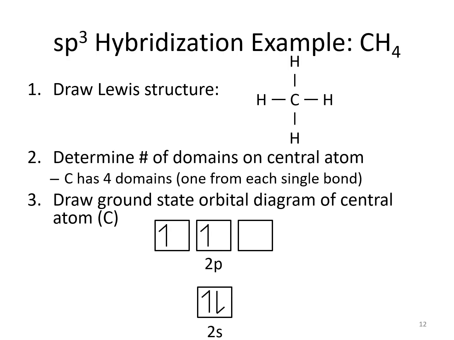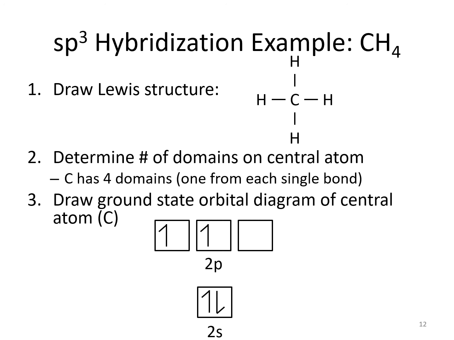Let's look at an example which will have sp3 hybridization. We draw the Lewis structure of CH4. We count its electron domains. It has 4 single bonds, so 4 domains on the carbon. We draw the ground state orbital diagram of the central atom, which is carbon. Remember to follow Hund's rule.